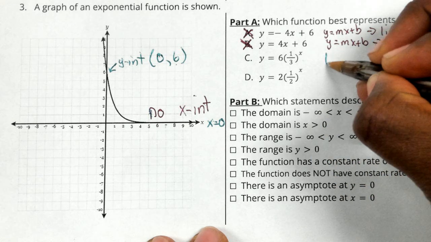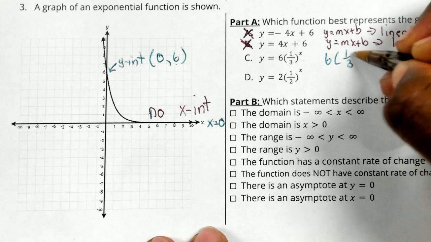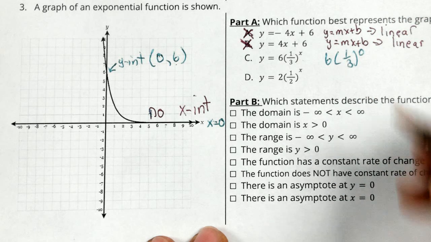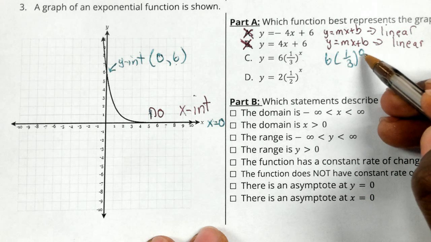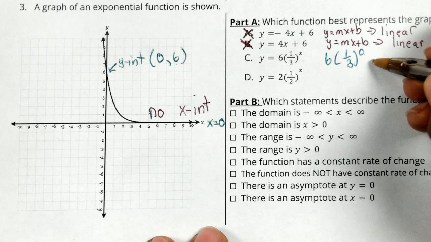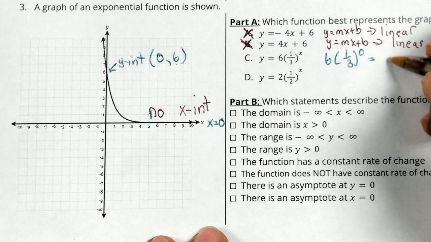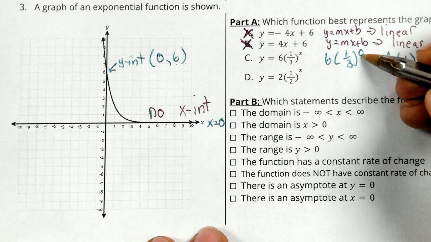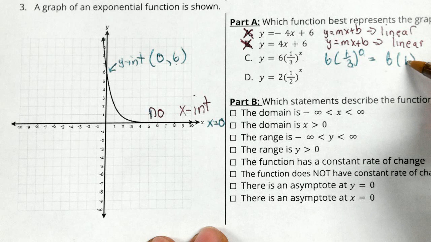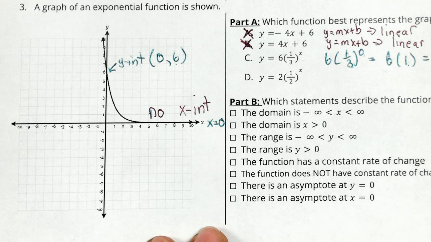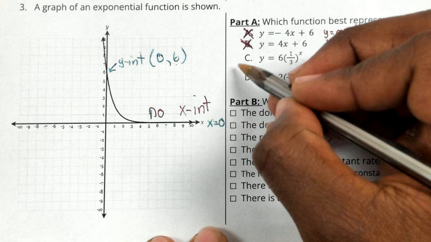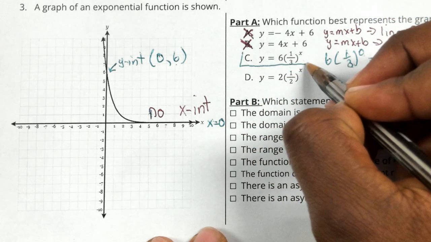So if I have 6 times (1/3) with 0 for the x, that is 1/3 to the 0 power, and anything to the 0 power is 1. So what you will be calculating here is 6 times 1, because (1/3) to the 0 power is 1. 6 times 1 is 6. So more than likely, this is my correct answer.